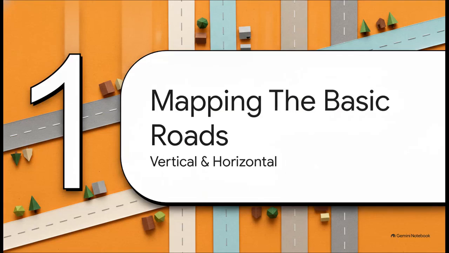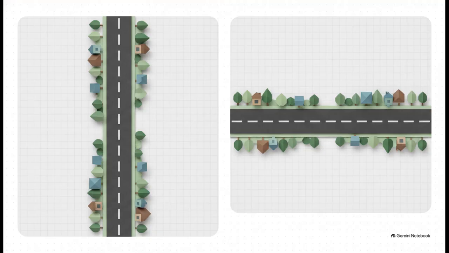Part 1. Mapping the basic roads. Let's start with the absolute simplest paths a mapmaker can draw. Visually, it's actually incredibly easy to memorize this difference. For a straight up and down vertical road, the equation is literally just x equals a constant number. Why? Because no matter how high or low you go on that map, the x-coordinate never changes. On the flip side, for a horizontal road, y equals a constant number, because no matter how far left or right you travel, your y elevation is completely locked in place.